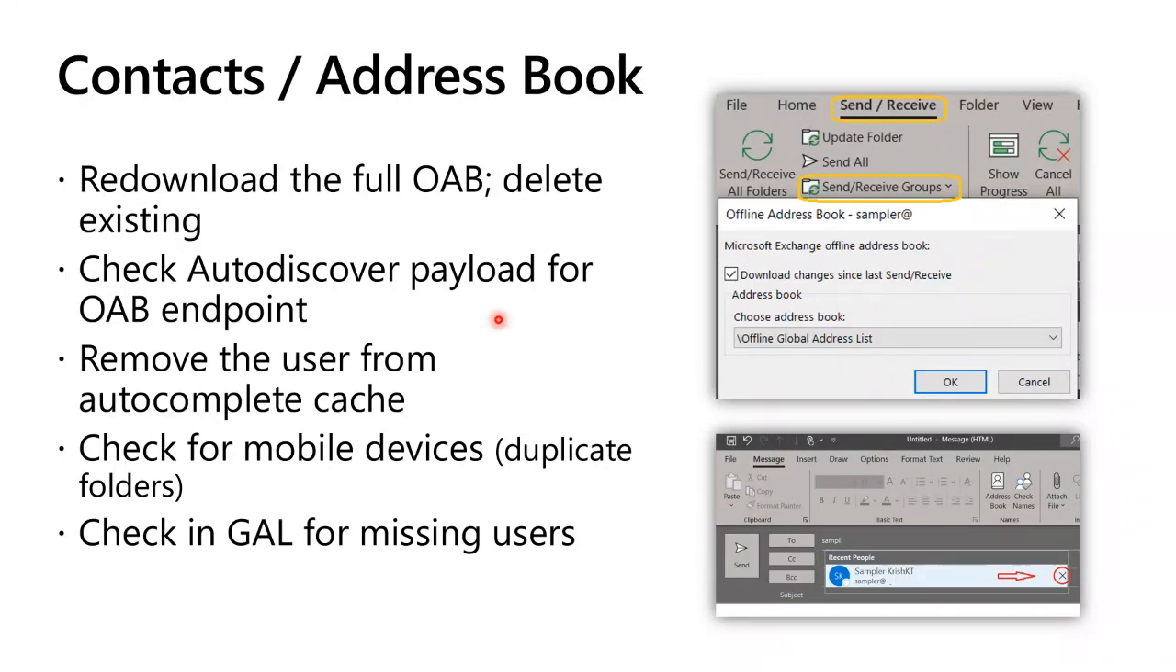So we can check again the autodiscover payload, the XML file, to see if the correct OAB endpoint is listed. And then you could try removing the user from the autocomplete cache. Like you can see on the screenshot here, just start typing the affected contact, the recipient, and then you would see the email address listed here. Just right click on the X icon shown to the right of it, and that would clear the autocomplete cache of that email address.